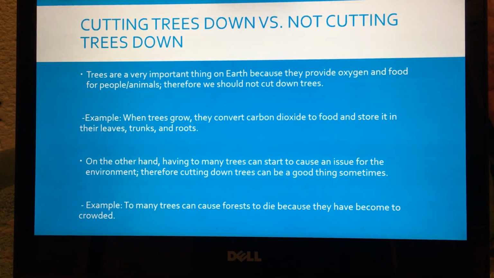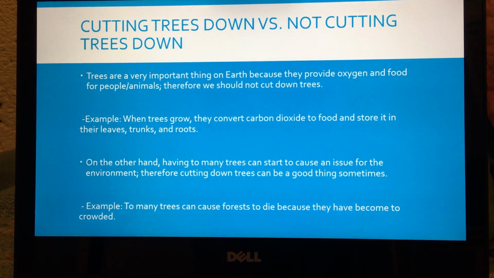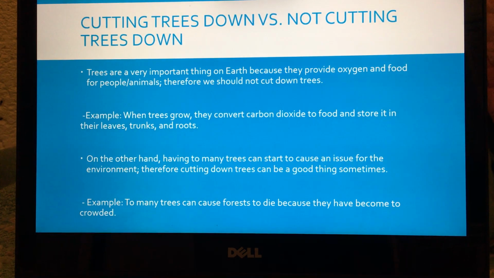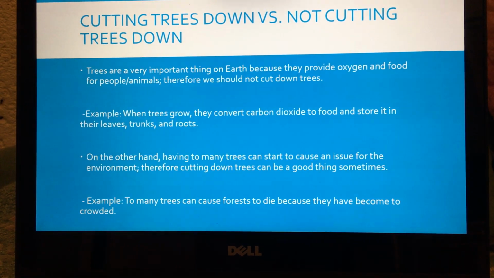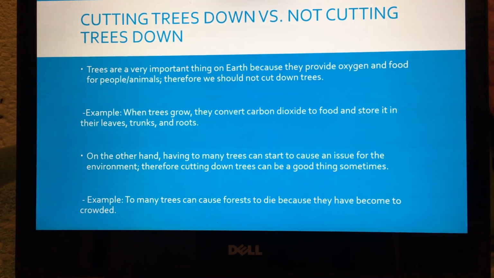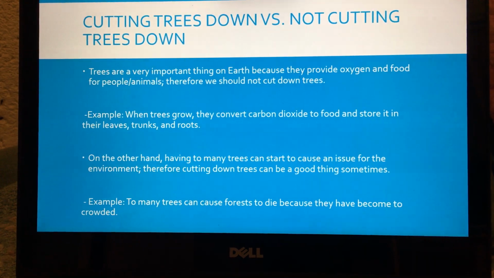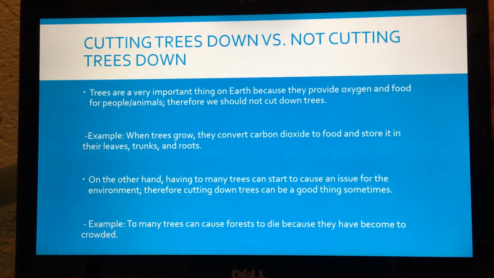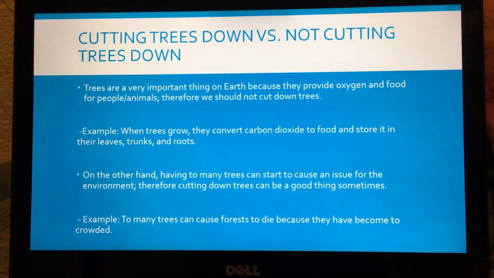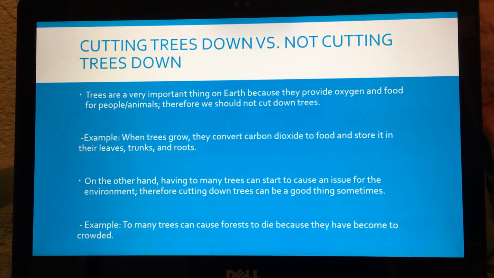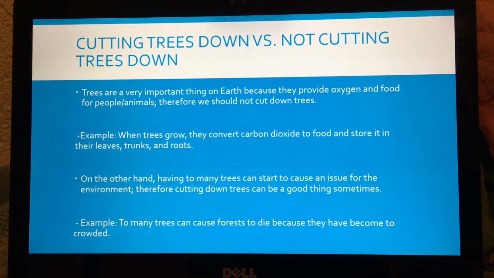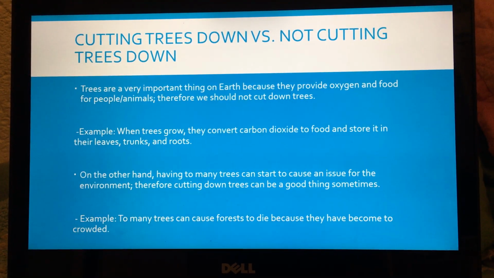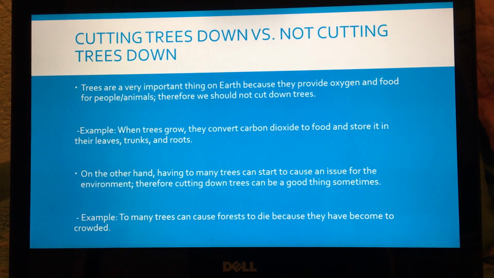A good example of that is trees. They convert carbon dioxide into food, and they store it in all their leaves and trunks and roots, etc. On the other hand, though, if you have too many trees, you can start to cause an issue for the environment, which is why sometimes cutting down trees can be a good thing. An example is too many trees in a forest can cause the forest to die out and become too crowded.